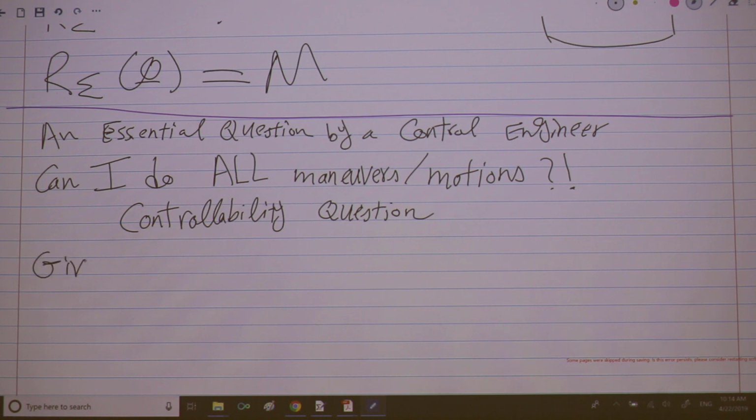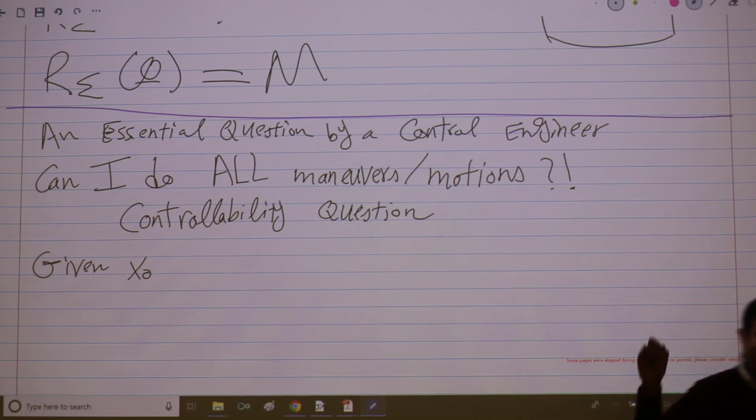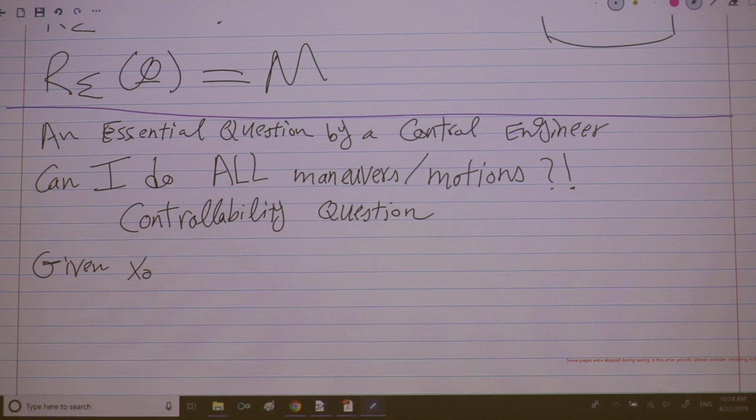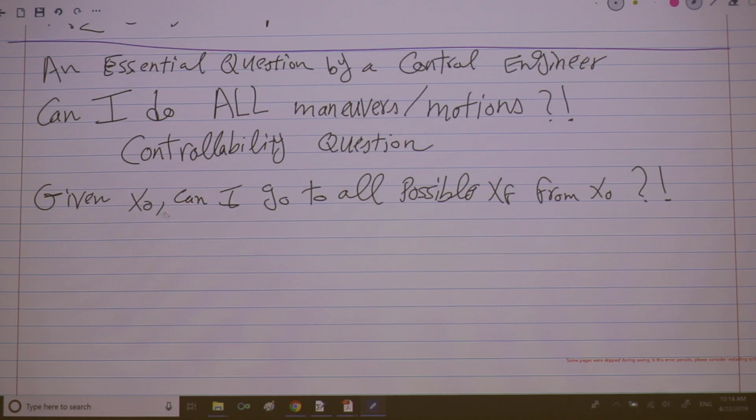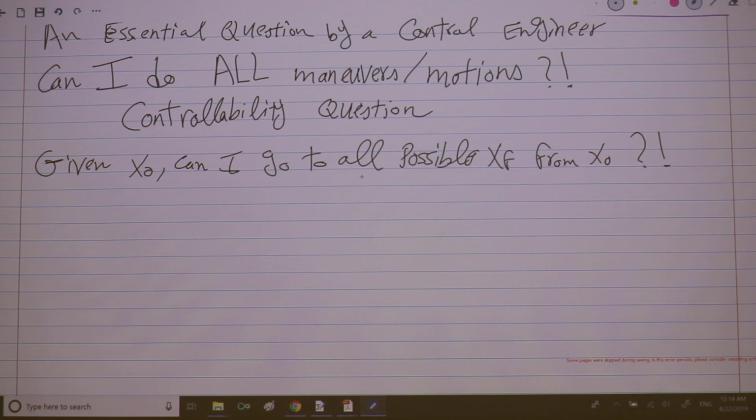So given some point, this is an equilibrium point or an operating point for an airplane, for an oven, for whatever. Given an operating point for your combustion chamber, whatever, you name it. Given an operating point, can I go to all possible? We want to do control from this operating point. Can I go to all possible x final from x node? Very legitimate question, right? This is exactly the controllability question. It's a very important question.